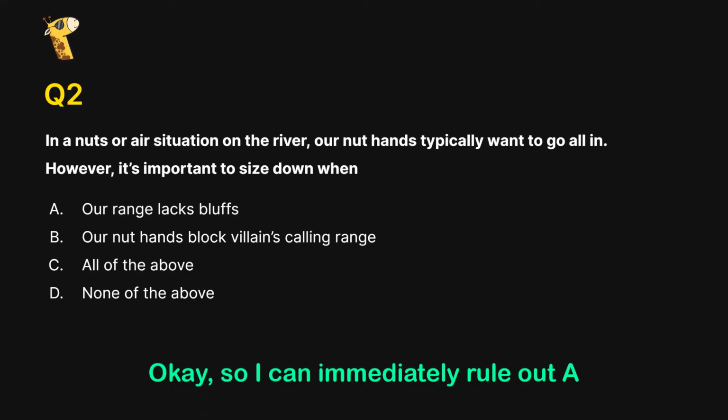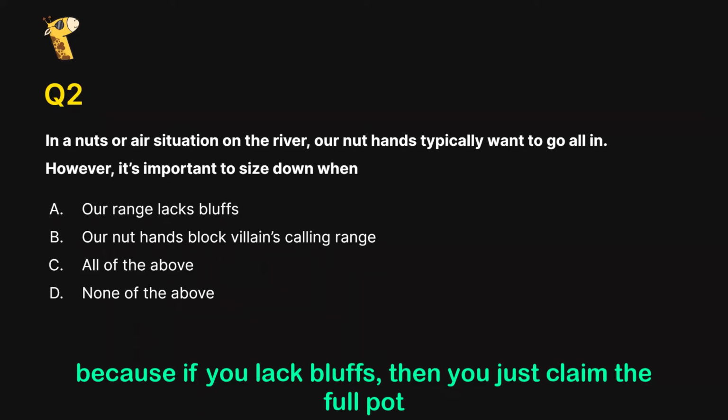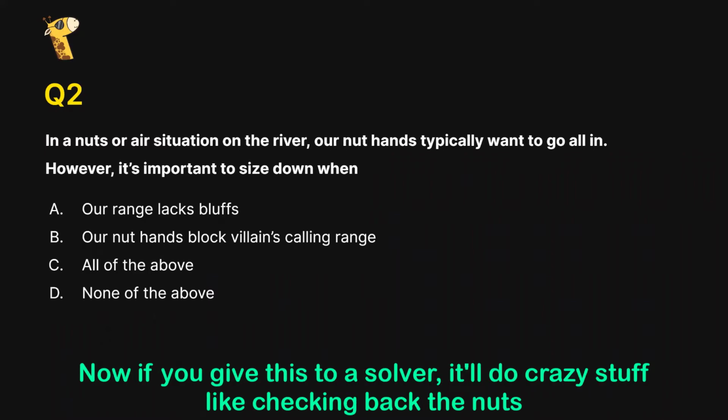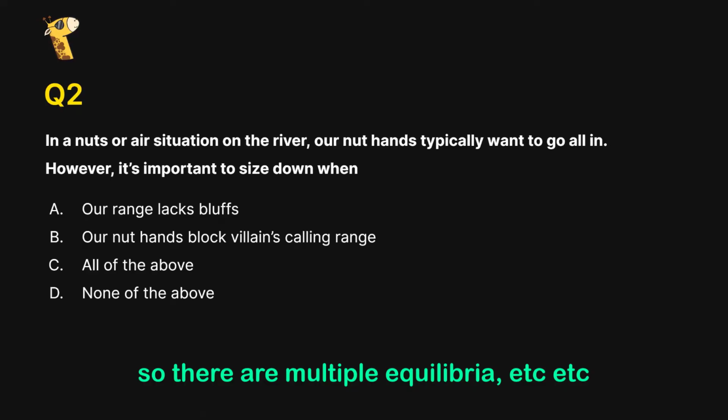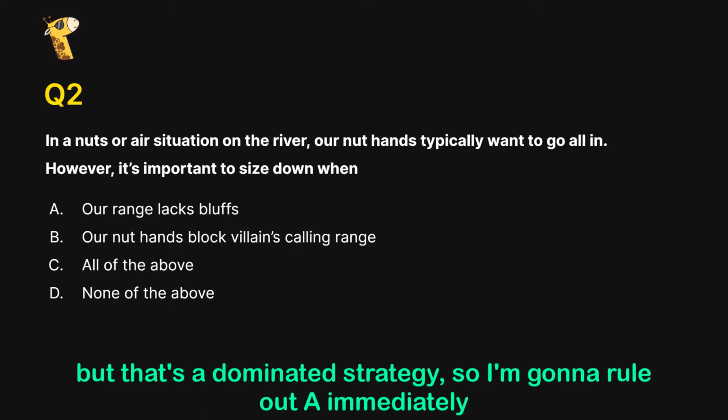Okay. So I can immediately rule out A, because if you lack bluffs, then you just claim the full pot. Now, if you give this to a solver, it'll do crazy stuff like checking back the nuts, because it can just claim the full pot either way. So there are multiple equilibria, blah, blah, blah. But that's a dominated strategy. So I'm going to rule out A immediately.